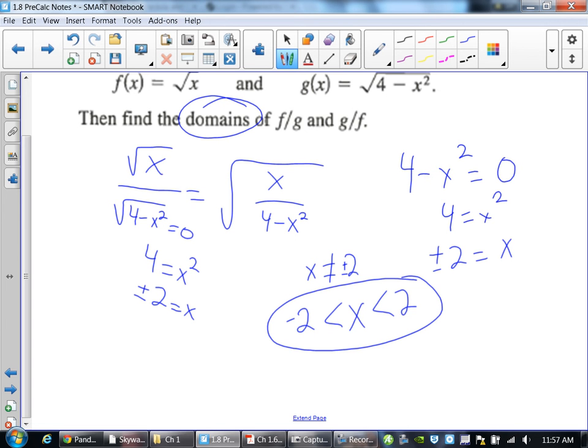I get 4 minus 1. It works. If x is 5, I get 4 minus 25, and I get a negative value. Can I take the square root of a negative? No. Now, if I say that it's a negative 5, 4 minus 25 again, because negative 5 squared is still positive. So there's going to be certain times where you have to stop and think, does the answer make sense?